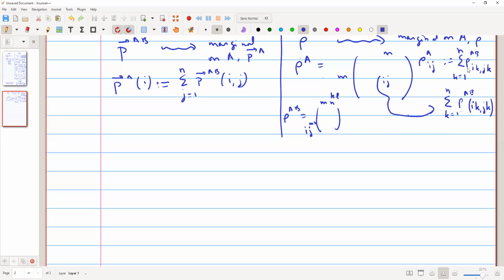Honey, can you see the formulas? Yeah. Okay, so this is the formula.